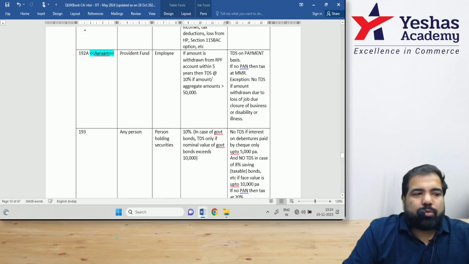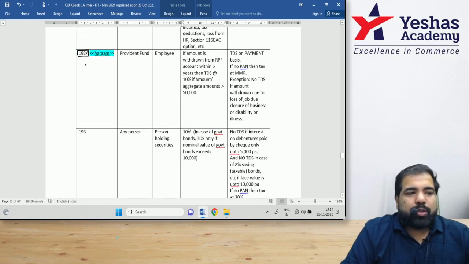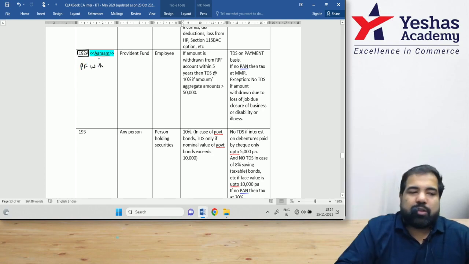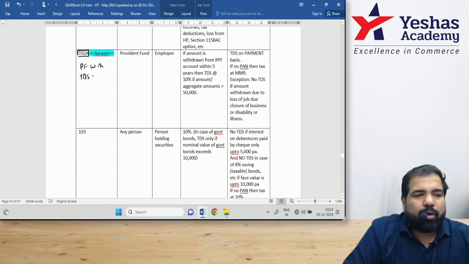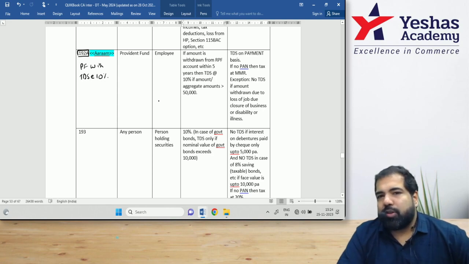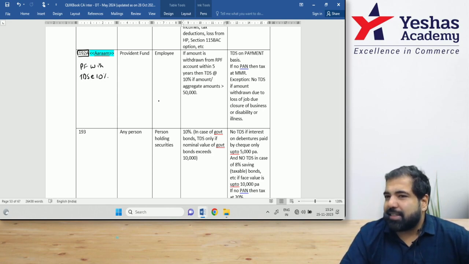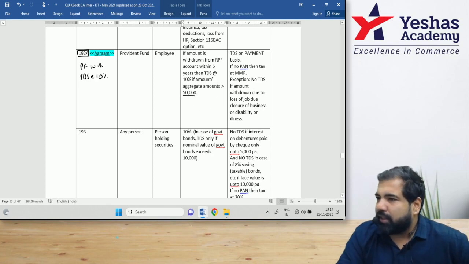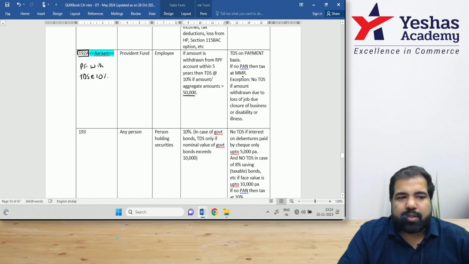Next, guys, is 192A. Employees want to withdraw the PF. After 5 years, we have no problem. But if you withdraw within 5 years, then there is tax and hence there is TDS at what rate, guys? 10%. But there are two exceptions. Within 5 years, if you have UID, what is UID? Unemployment, illness, and disability, or if you are withdrawing up to 50,000 aggregate, then they will not deduct any TDS. Here also, what is it, guys?